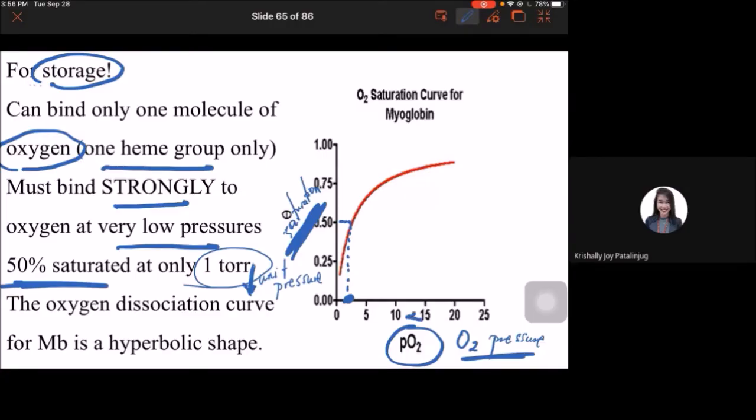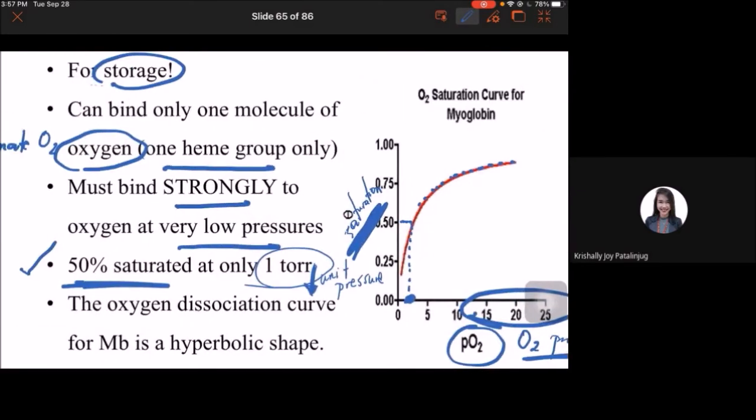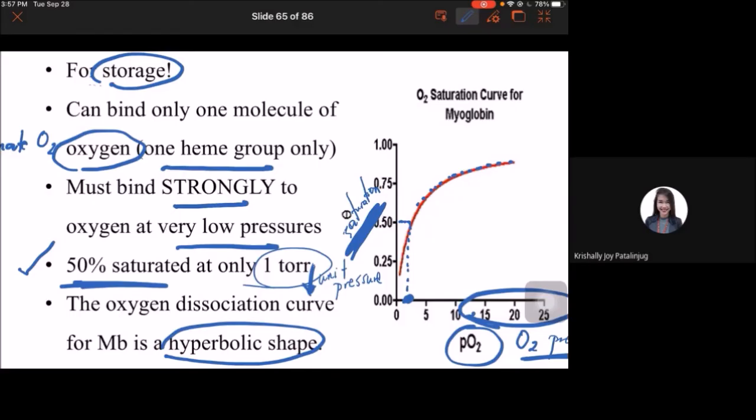So, the more oxygen in the environment, mas lalong masasaturate si myoglobin, 'di ba? So yan, that is why it does form a hyperbolic shape when we graph the oxygen binding towards the myoglobin. It does form a hyperbolic graph. Yan yung form ng hyperbolic graph.